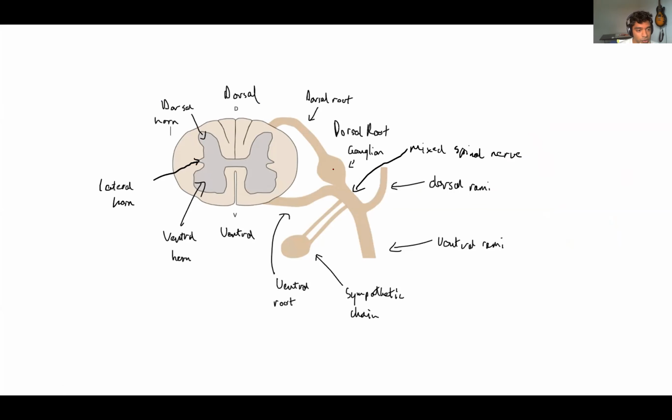Then you've got your dorsal root. The dorsal root ganglion is where the cell bodies are. If you think of your sensory neuron, the cell body is midway along the neuron. So it's not like motor neurons, where the cell body is at the end of the neuron. So you get this large ganglion of cell bodies here. This is the sympathetic chain, which runs parallel to the spinal cord.